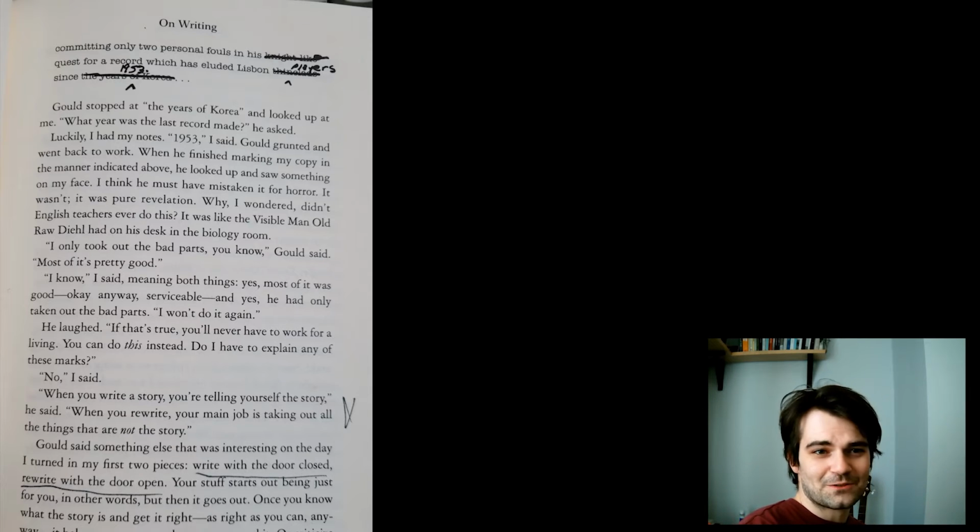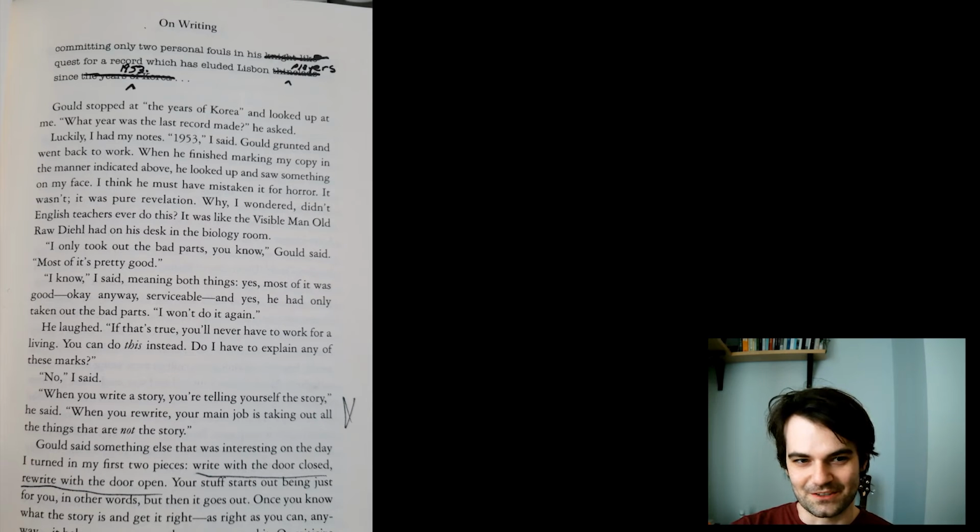"I only took out the bad parts," Gould said. "Most of it's pretty good." "I know," I said, meaning both things. Yes, most of it was good. Okay, anyway, serviceable. And yes, he had only taken out the bad parts. "I won't do it again." He laughed. "If that's true, you'll never have to work for a living. You can do this instead. Do I have to explain any of these marks?" "No," I said. And then, this is the key part here.